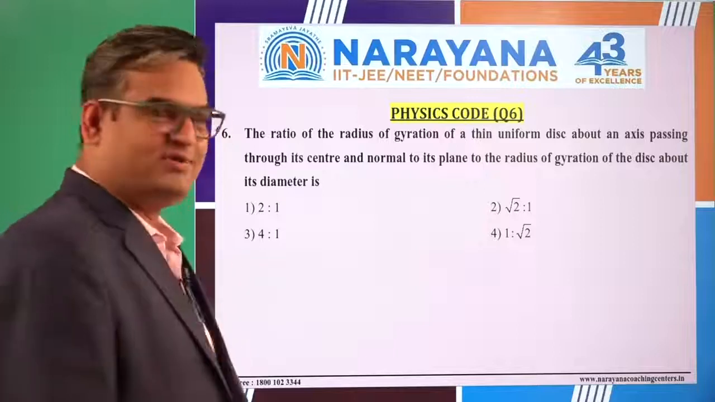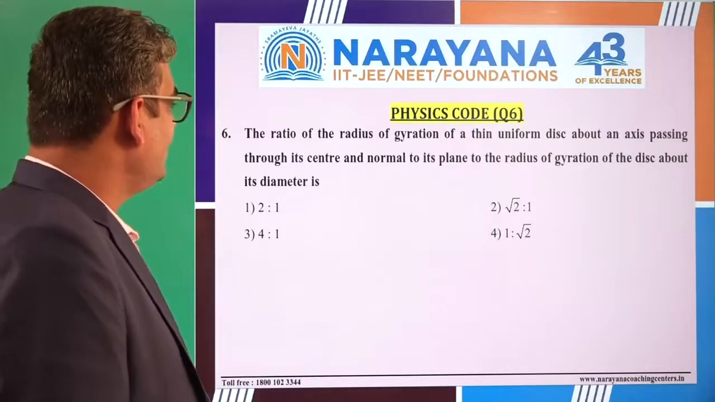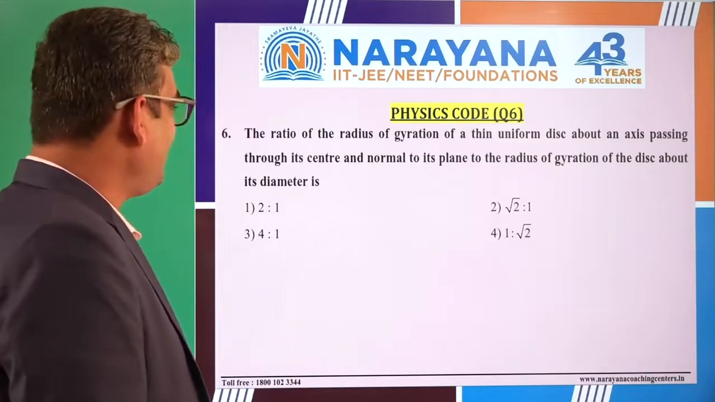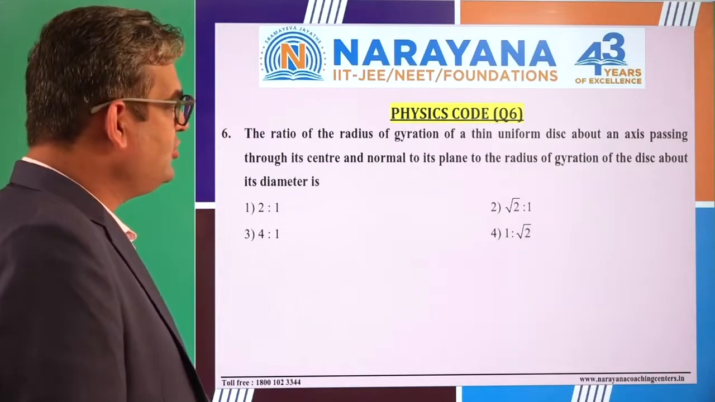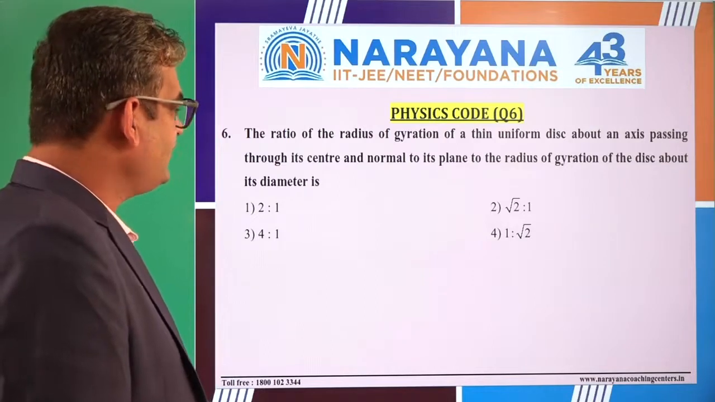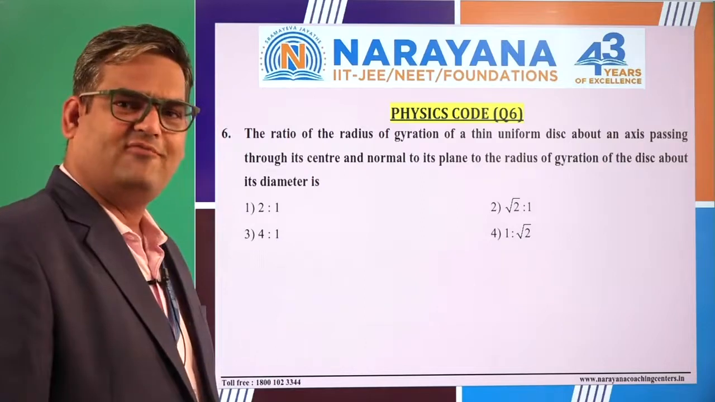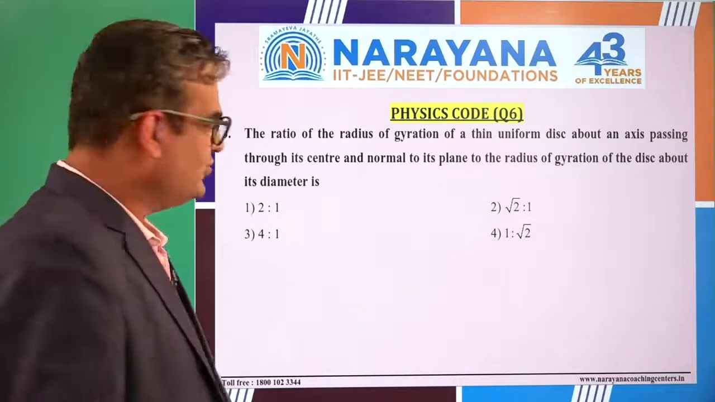So paper code Q6, question number 6. The ratio of radius of gyration of a thin uniform disc about an axis passing through its center and normal to its plane to the radius of gyration of the disc about its diameter is. First we should write what is the value of moment of inertia for these two.